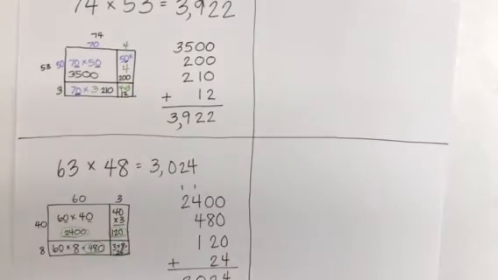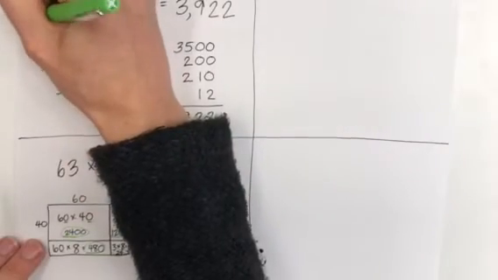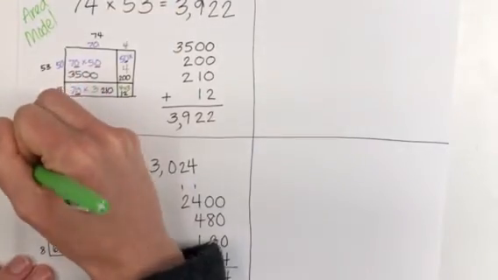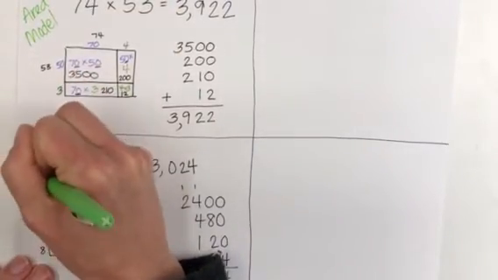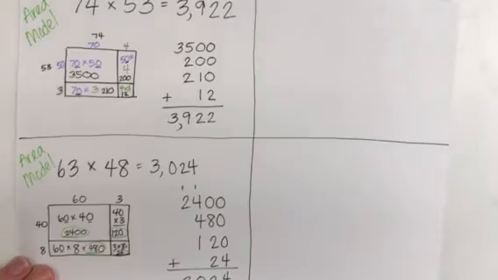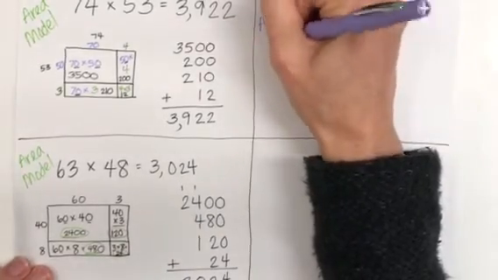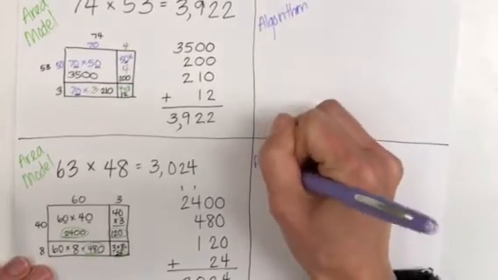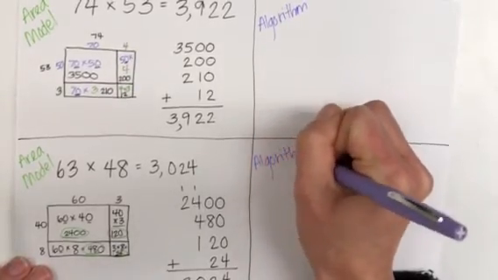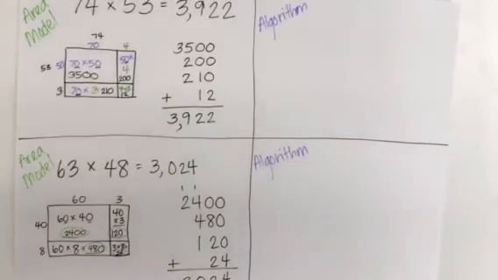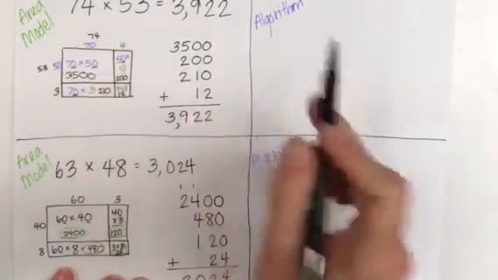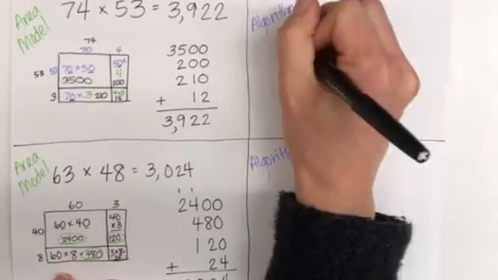So this is called area model. Now we're going to use the algorithm. Excellent. Okay, let's go back to 74 times 53. We're going to use the algorithm.